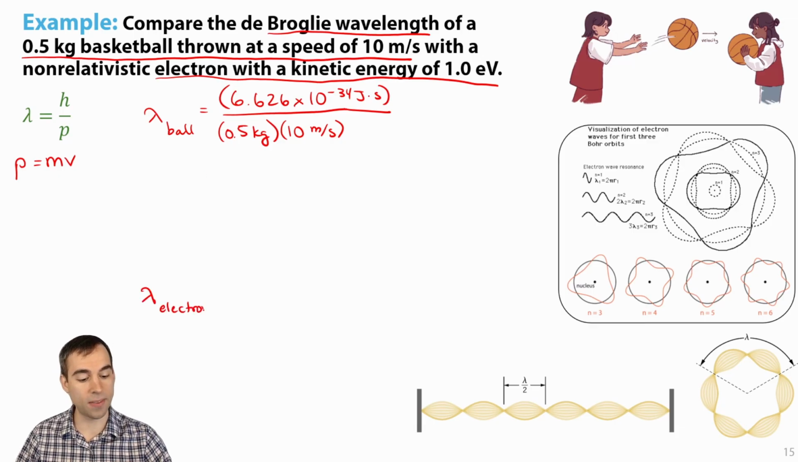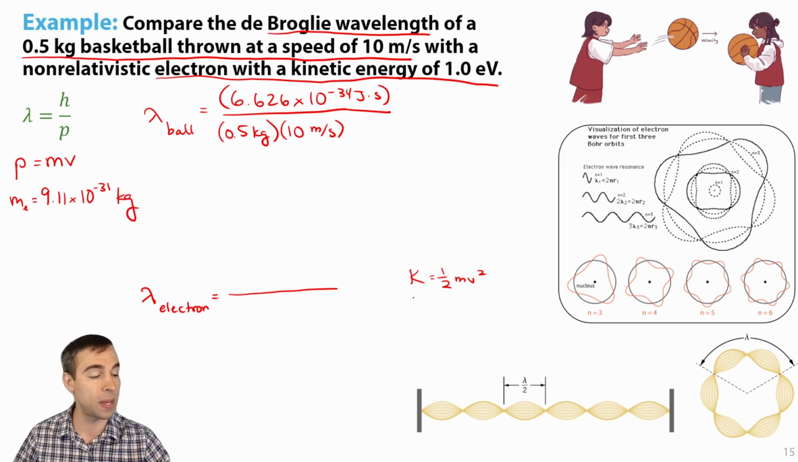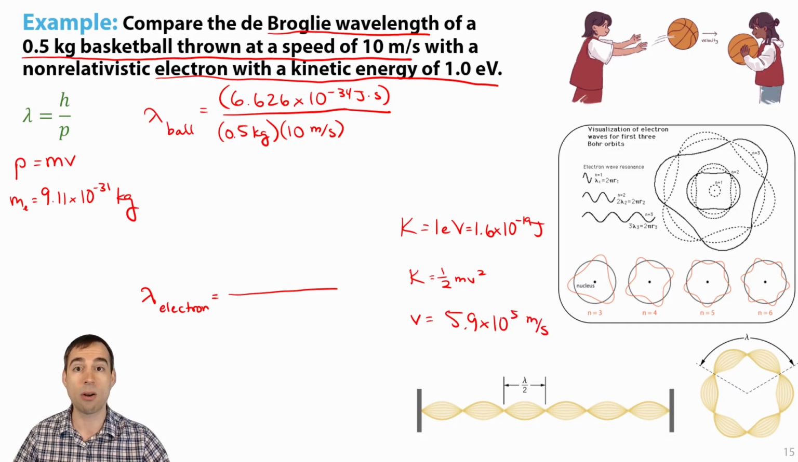And to calculate the wavelength of an electron, we're going to need to figure out how fast that electron is moving first. If its kinetic energy is equal to 1/2 mv squared, and we have the mass of our electron being 9.11 times 10 to the negative 31 kilograms, that's a pretty small mass, we should be able to calculate its velocity. If you plug in those numbers with the kinetic energy being 1 eV or 1.6 times 10 to the negative 19 joules, we get a velocity of 5.9 times 10 to the 5th meters per second. And now if we plug in these values, we should be able to get a wavelength for these two objects.